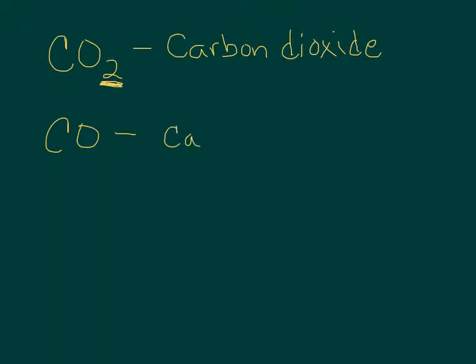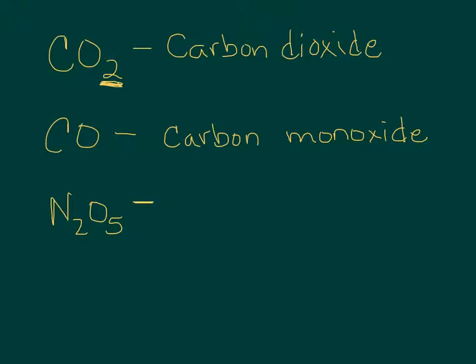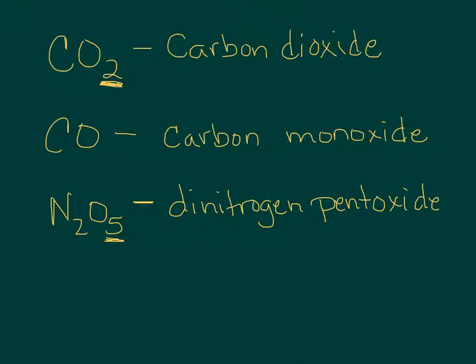CO would be carbon, and there's only one oxygen there because there's no subscript, so that means there's just one of them. It's understood to be one. So this is carbon monoxide. If we look at this one, this would be di-nitrogen because there are 2 nitrogens. Pent, because there are 5, oxide, 5 oxygens. That's all there is to naming the covalent compounds. They're pretty easy.